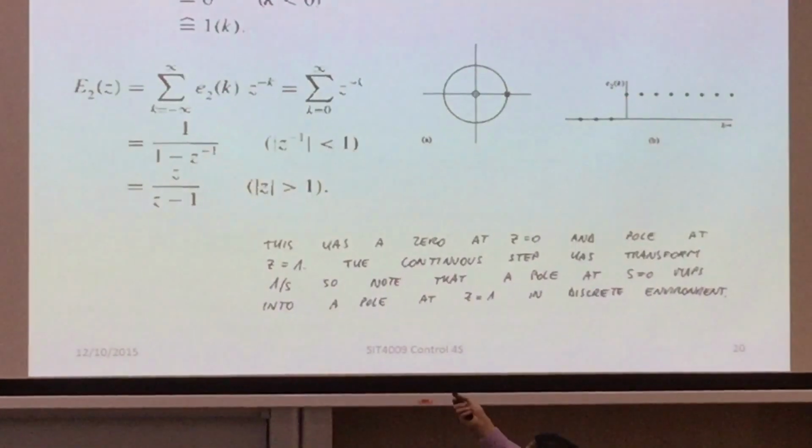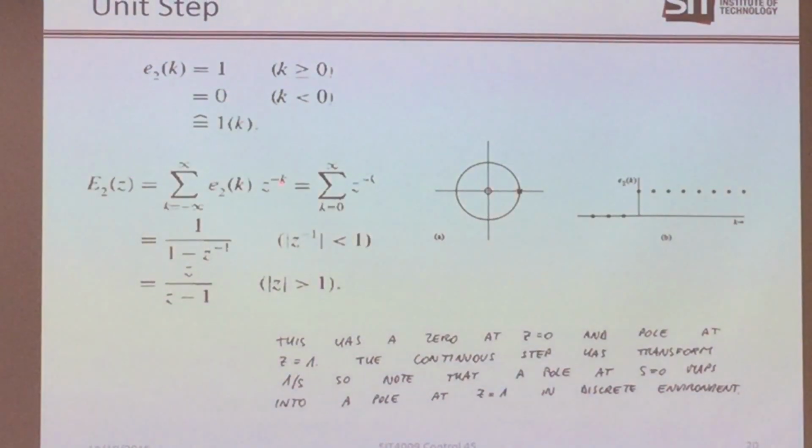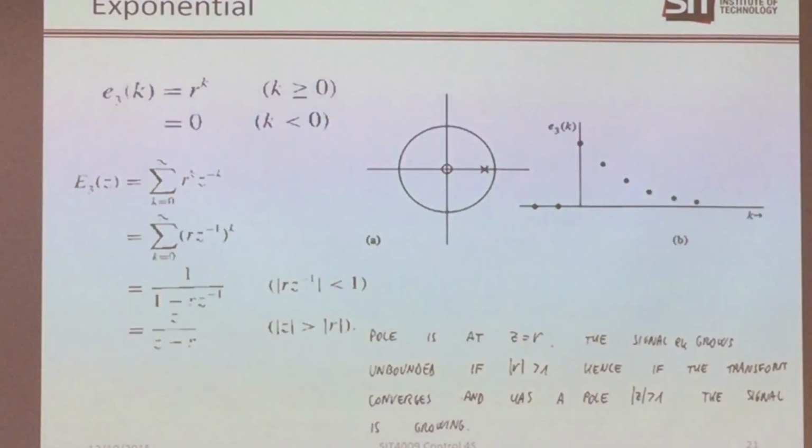Just for this one, the power is Z power minus 1, and here it is R multiplied with Z power minus 1. This is a little difference. And here you have a pole which is at R. So if you want this to be stable, it means your exponential function must converge, so the magnitude of R must be less than 1.